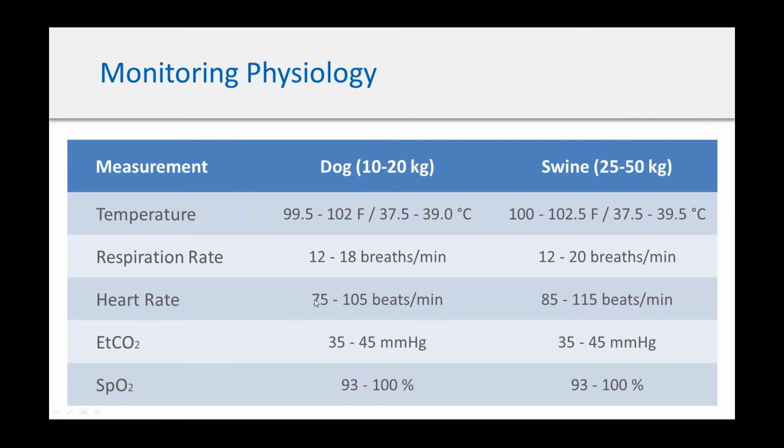Dogs tend to be a little bit lower, around 75 to 85 beats per minute is where we normally get. Pigs range a little bit higher, between 85 and 115 beats a minute. We try to shoot for those middle ranges, and we'll try to adjust things to get heart rates in that range so that we can truly compare animals to animals.